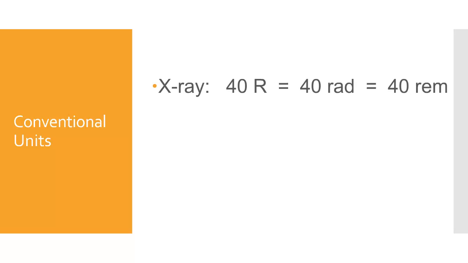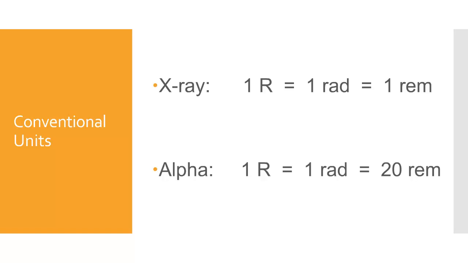We can plug in some numbers to make our example more tangible. 40 Roentgens would result in 40 rads, which would also result in 40 REMs for an exam involving X-rays. It would also be true of exams or situations involving gamma rays and electrons. However, we can compare that to alpha particulate radiation, where 1 Roentgen of exposure will roughly cause 1 rad of absorbed energy and will result in 20 rem of biological harm because of the weighting factor of 20 for alpha particles. We can easily see that alpha radiation is more destructive and causes significant biological harm.